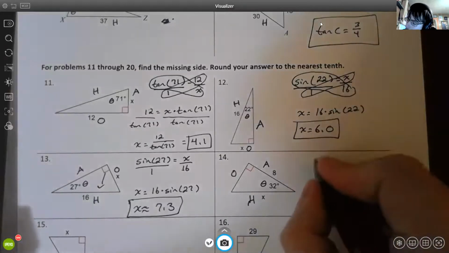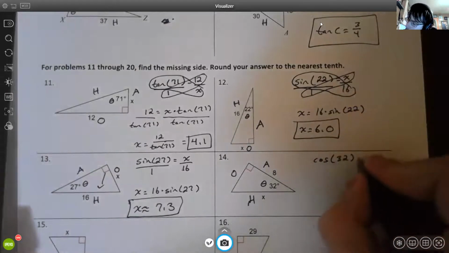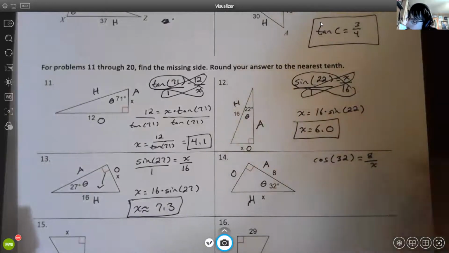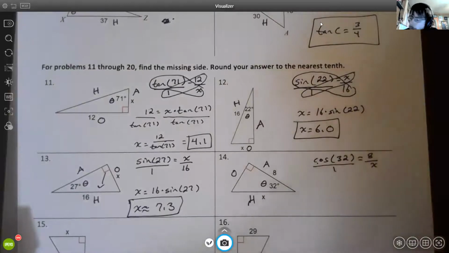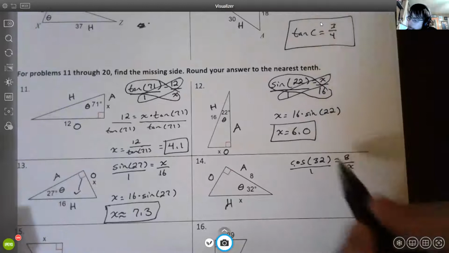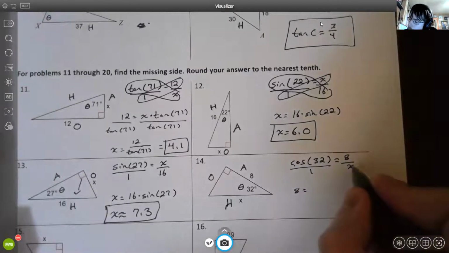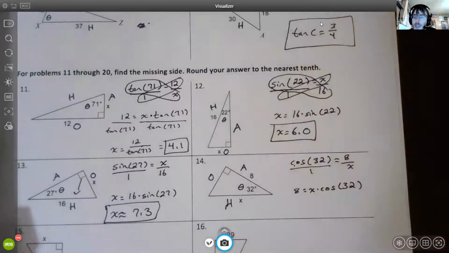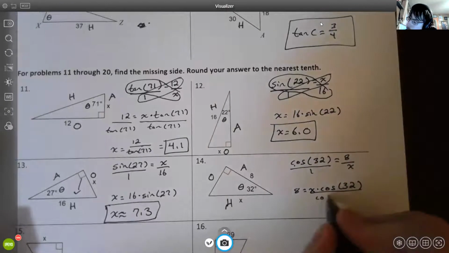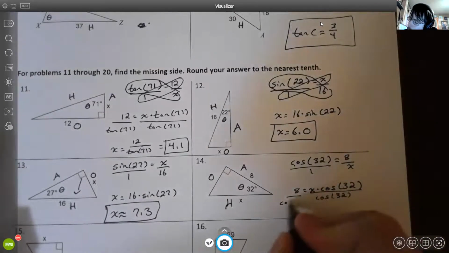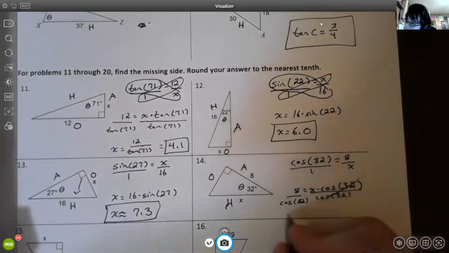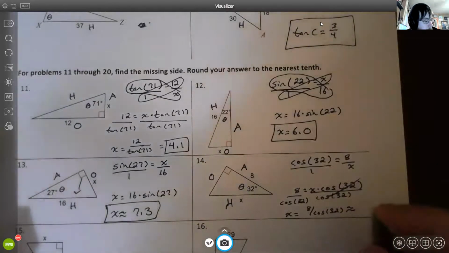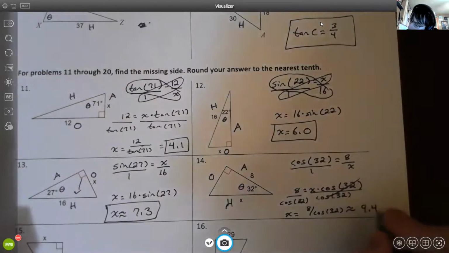That would be cosine. So cosine of 32 degrees is equal to A, which is 8, over H, which is X. Placing cosine of 32 over 1 and cross multiplying, we get 8 times 1, which is 8. And then on the right side, we get X times cosine of 32. Then we're going to divide both sides by cosine of 32. So that means X is equal to 8 over cosine of 32. And if you plug that into the calculator, you get that X is approximately 9.4.